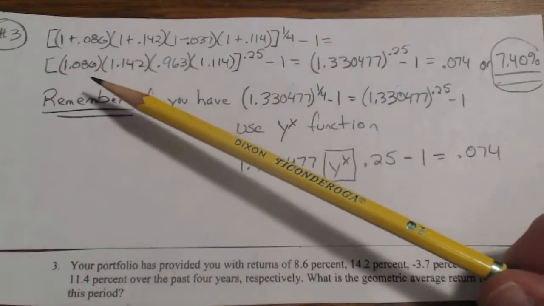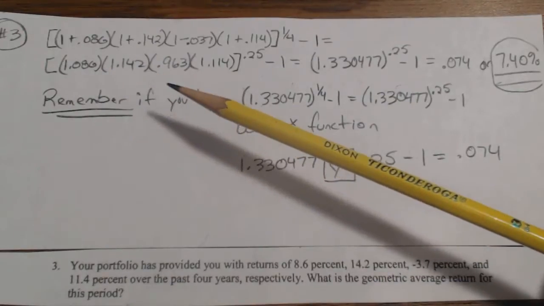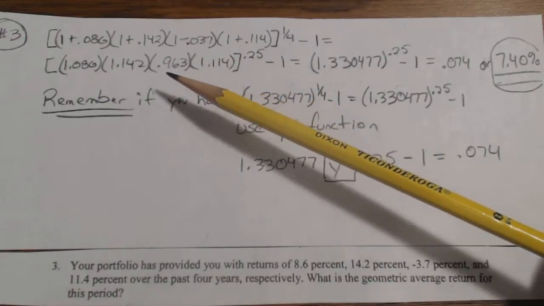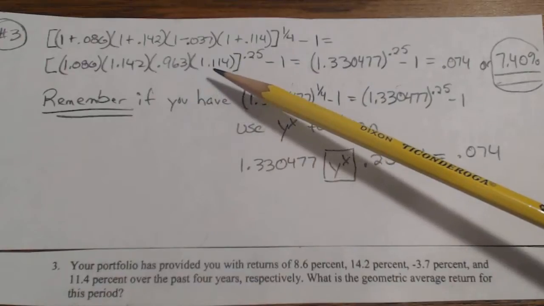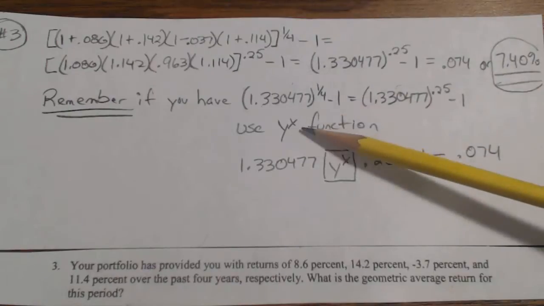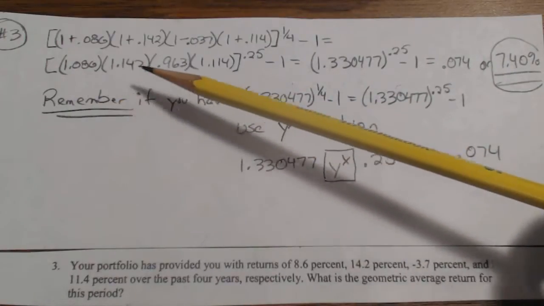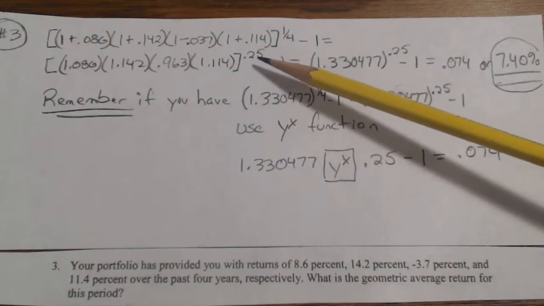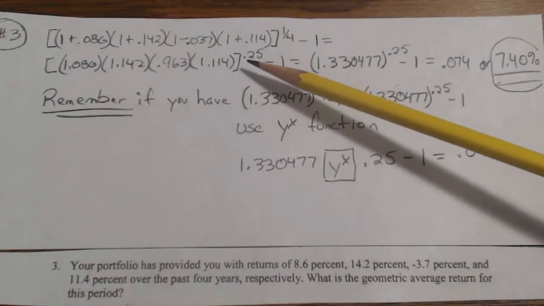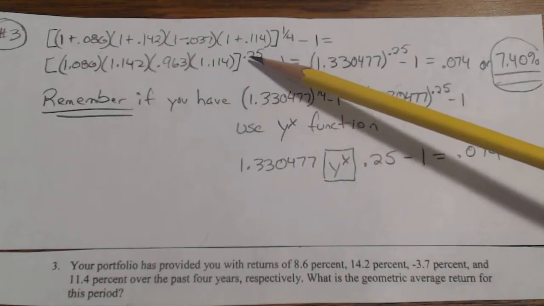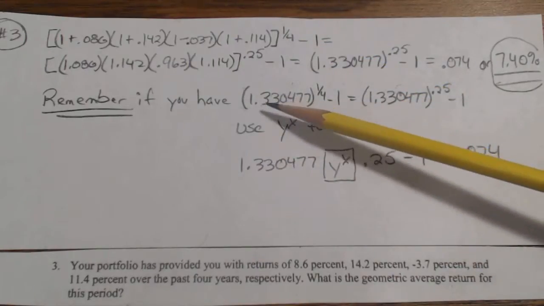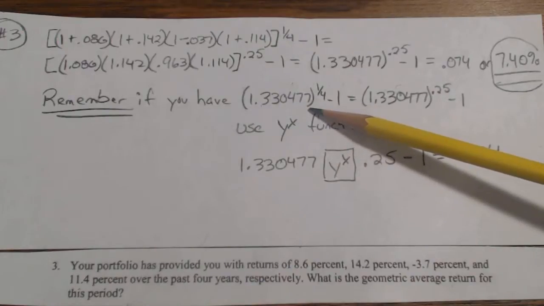So this works out to 1.086, 1.142. Notice this is less than 1 because that was 1 and you had a negative return, so you're subtracting that. So 0.963 and then times 1.114. And here's a really important thing too. You can use your y to the x function on your calculator. Once you get this number, whatever you get as a product multiplying these together, then hit y to the x and use 0.25 instead of 1 over 4. So in this case these numbers multiply to 1.33047.